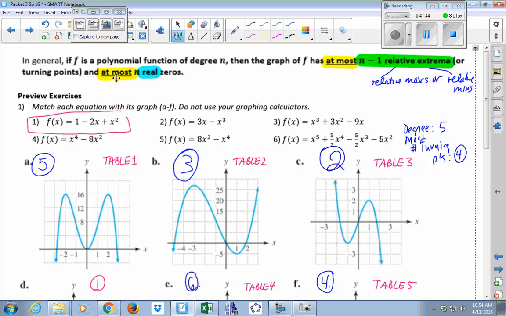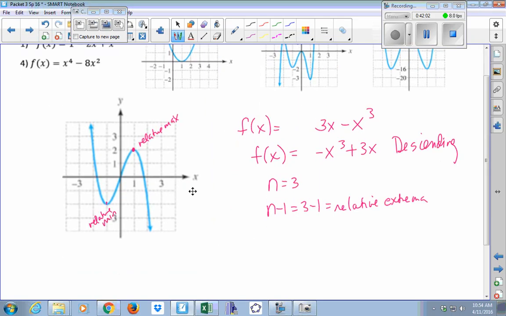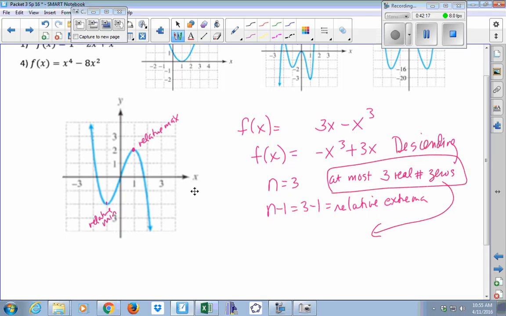That's right. So this is important because starting on Friday, we're going to be looking at complex imaginary numbers. So as far as real numbers go, this is the most number of real numbers you can have. So if we look at this function right here, it has degree 3. So it has at most 3 real, put the word number in after that if it helps you, real number zeros, which we know translates to 3 x-intercepts.